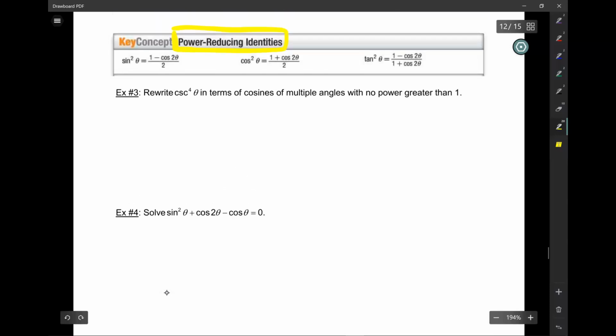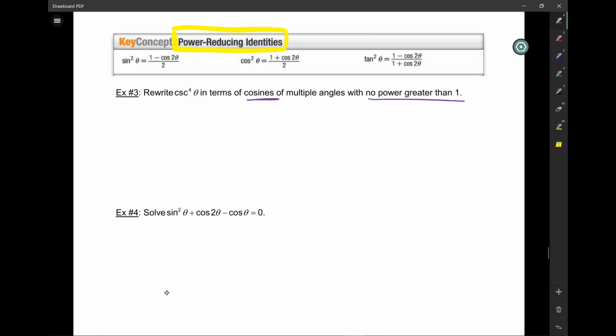It says, rewrite cosecant to the 4 in terms of cosines of multiple angles with no power greater than 1. So what does that mean? I'm not allowed to have any exponents greater than 1. What I am allowed to have is a whole bunch of cosines, and the angle could be multiple angles, 2 theta, 3 theta, 4 theta, whatever I want. Okay? All right, let's do that.